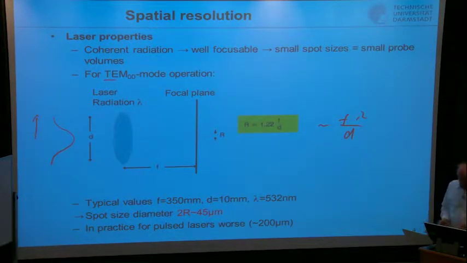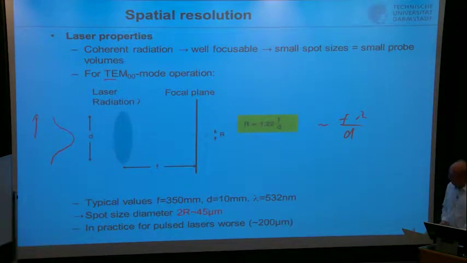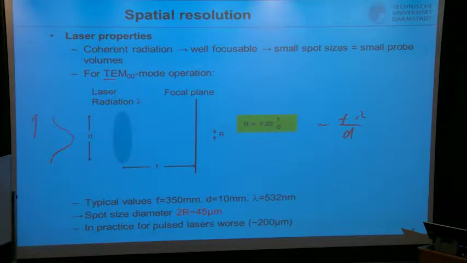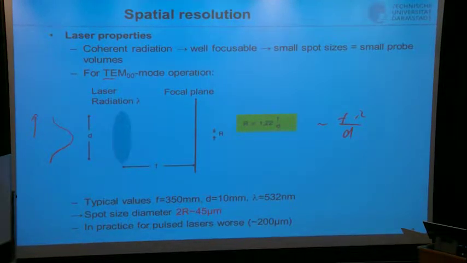Using now, for the example here, 532 nanometers, then you get a spot size diameter in the order of, let's say, 50 microns, which is an ideal case, because very often your laser, especially if you have pulse lasers, does not behave as well as you wish. You not only have the Gaussian mode. So in reality, very often using these parameters, 350 millimeters, 532 nanometers, laser beam diameter, let's say 10, 12 millimeters or so, you end up with something like 200, 300 microns.